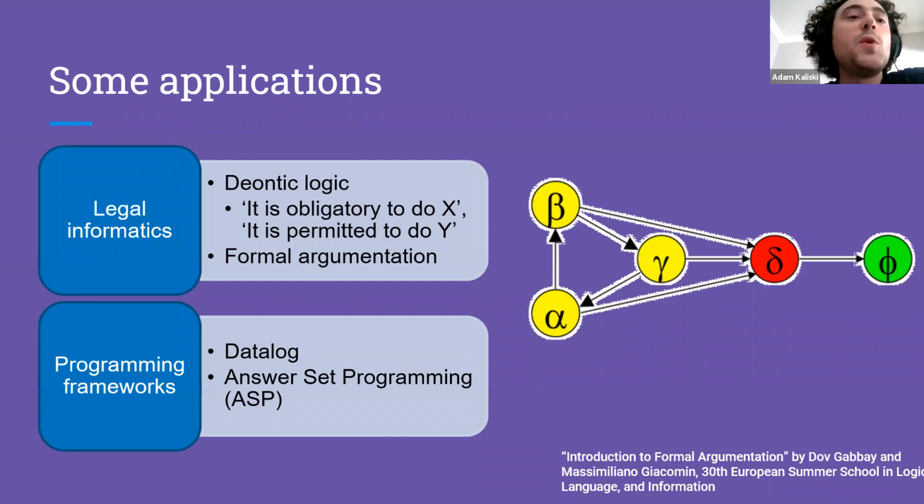The other domain that we have selected as an example of an application for defeasibility is in programming frameworks such as Datalog. Enriching Datalog with defeasibility is quite a recent field of research that has shown some very great promise, as well as answer set programming, which is a programming framework that is itself inherently non-monotonic, where you can define constraints using some logic, and then you can select answer sets as solutions to those constraints. And this is a very, very vibrant and active field of research as well.